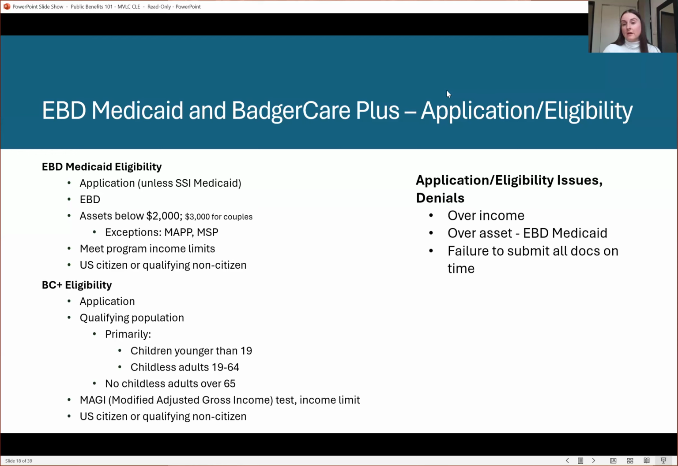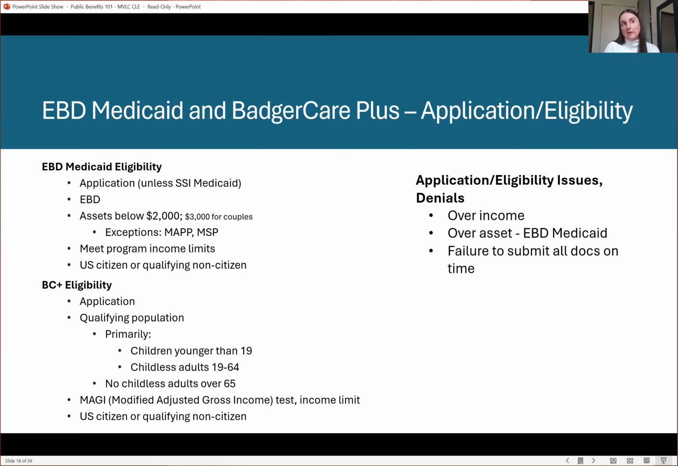Issues that arise commonly at the application stage, especially with Badger Care, is that people are over income, and EBD Medicaid as well, but Badger Care a lot. And then over asset for EBD Medicaid specifically is where people get denied for that. And then failure to submit all required verification docs.